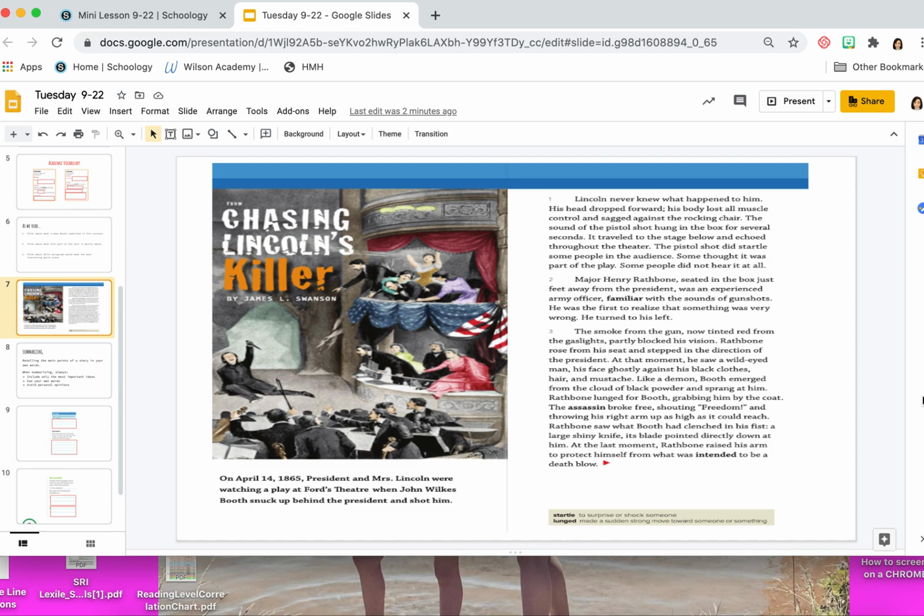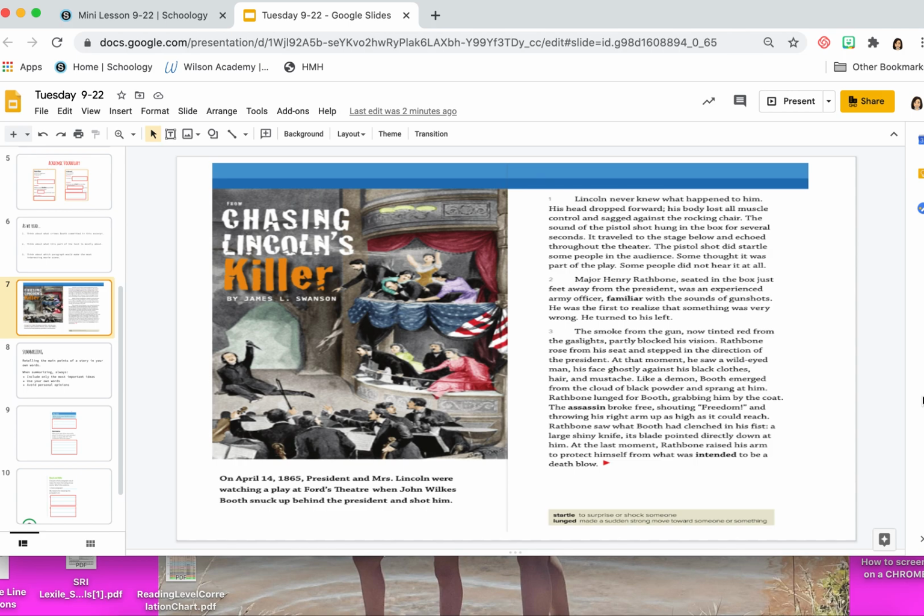The pistol shot did startle some people in the audience. Some thought it was part of the play. Some people did not hear it at all. Major Henry Rathbone, seated in the box just feet away from the president, was an experienced Army officer, familiar with the sounds of gunshots. He was the first to realize that something was very wrong. He turned to his left. The smoke from the gun, now tinted red from the gas lights, partly blocked his vision.